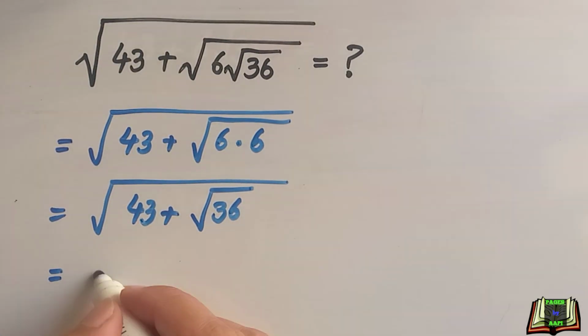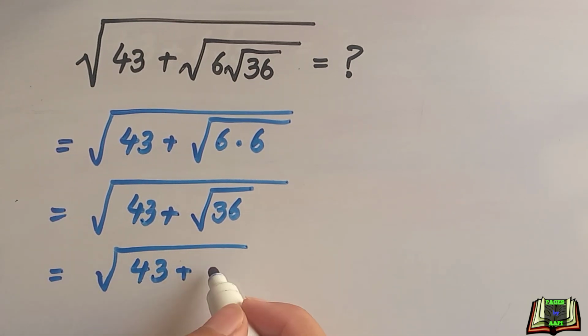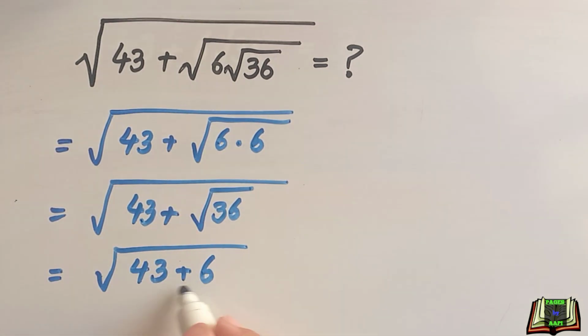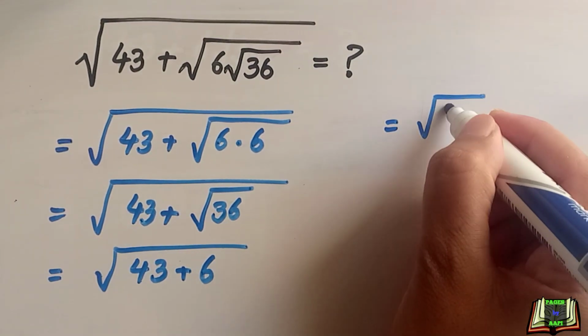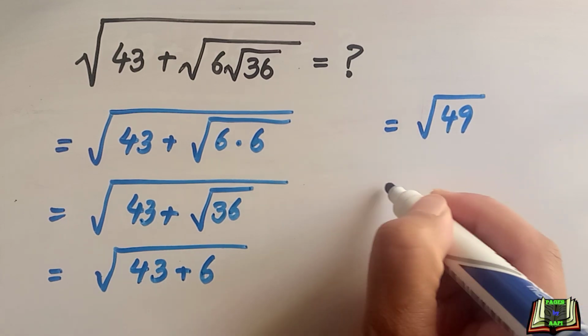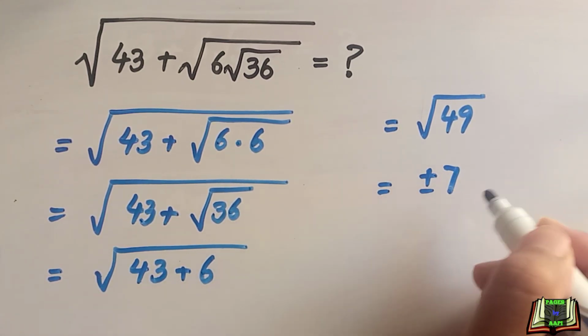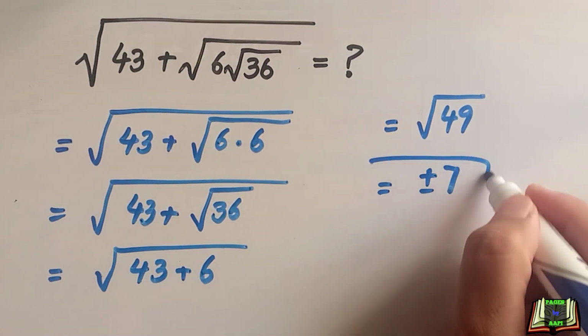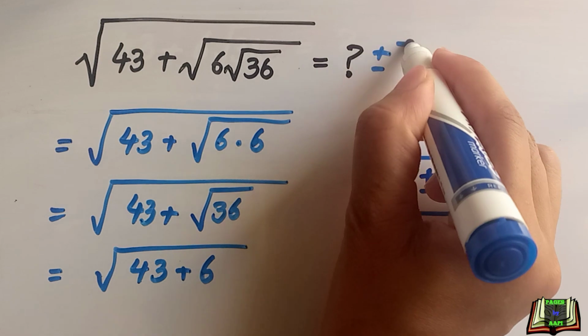Again, we will take the square root of 36, which is equal to 6. After adding 43 and 6, square root of 43 plus 6 is equal to square root of 49, which is equal to plus minus 7. So the value of the given expression is equal to plus minus 7.